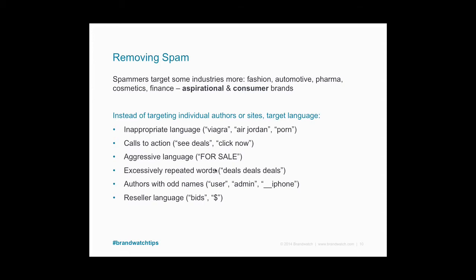So you can go ahead and use raw to actually exclude that. I'll show it in a second. Excessively repeated words like deals, deals, deals, or buy, buy, buy, etc. I'll show how you can exclude that in a second, but spammers love to repeat those keywords. Authors with odd names like user, admin, or two underscores in front of iPhone, all of that is very safe to exclude as spam. And reseller language, like we saw with the Twitter bot: requests for bids, actual usage of the dollar sign, etc. These are things that we found regular users on social media aren't hugely prevalent with, but amongst spam bots it happens all the time.